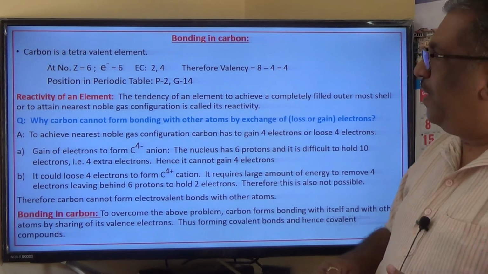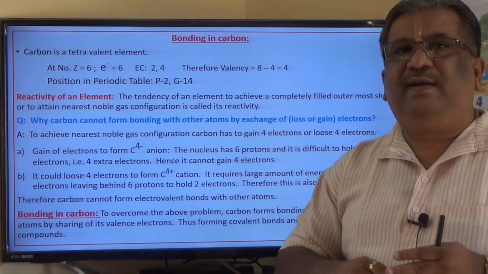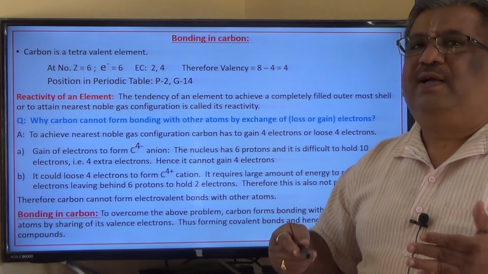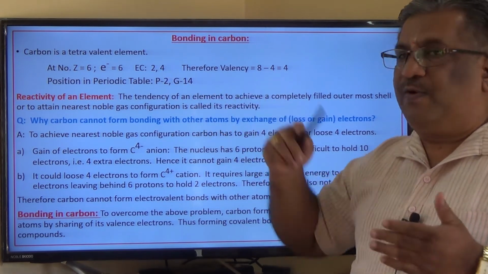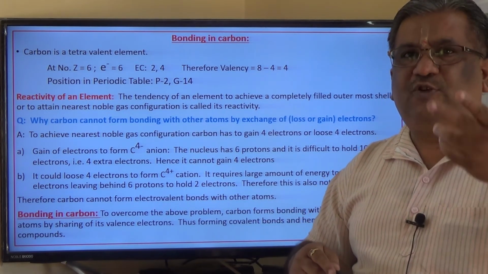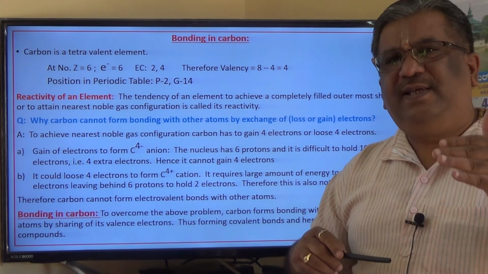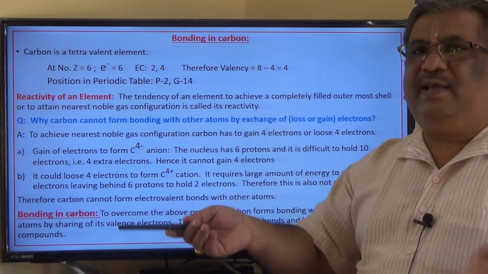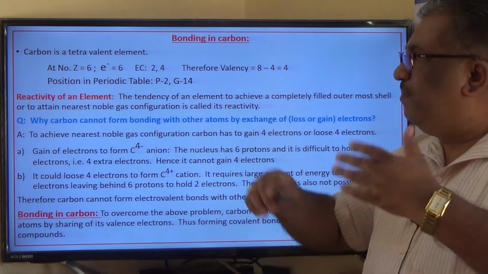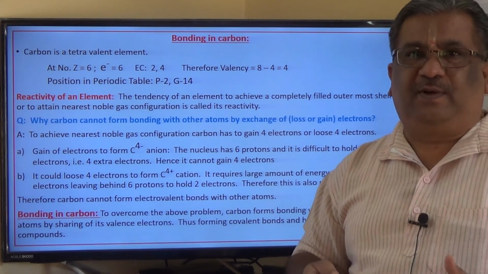If the same concept is applied to carbon, then carbon can take 4 electrons from the neighboring atom and form a carbon anion, or it can lose 4 electrons and form a 4 plus cation, isn't it? These are the two options to make it chemically stable. But is this possible really? Can carbon really gain 4 electrons? Or can carbon lose 4 electrons and become chemically stable by duplet rule? Let us have a look at those options now.